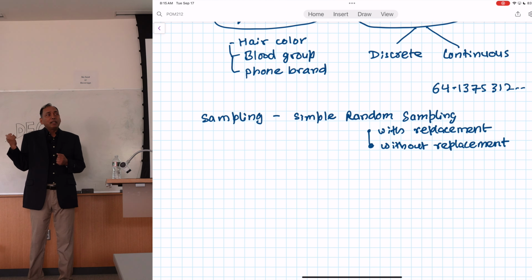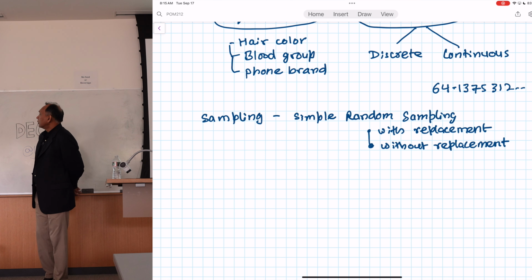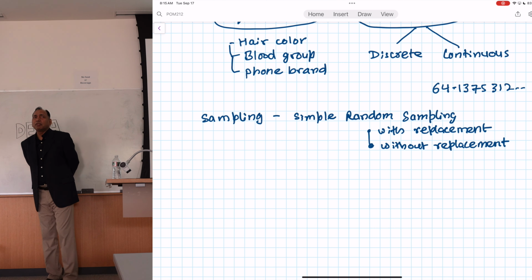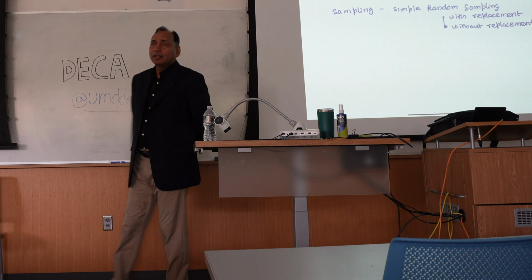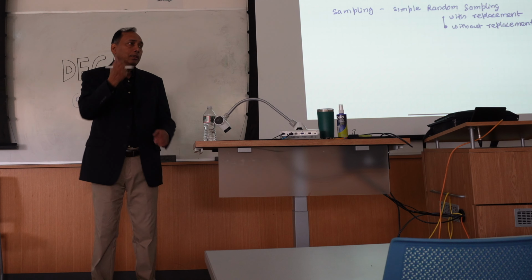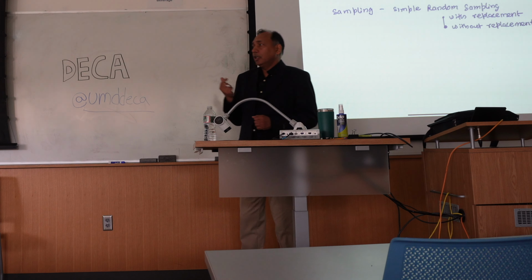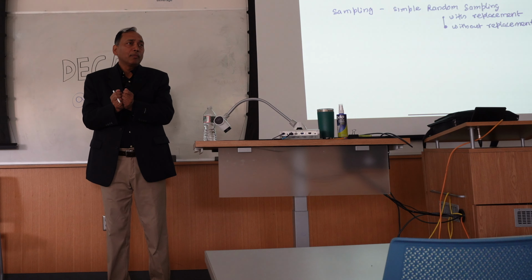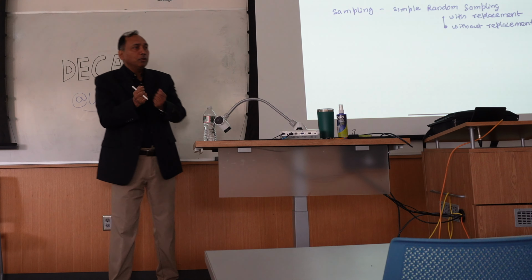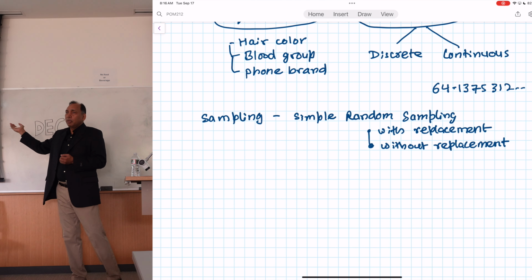Other type is without replacement. Whatever sample you are taking, you are not putting it back. One example of that is destructive testing. Suppose there is a manufacturing company and they make some items that will go in a car, and it needs to have some level of strength. So they do destructive testing. They will break it and see how strong it is. Now if you have destroyed it, obviously you cannot put it back. Sometimes we have to do sampling without replacement.